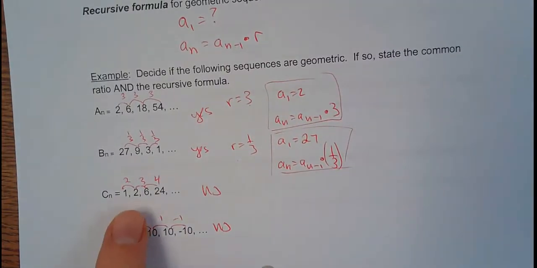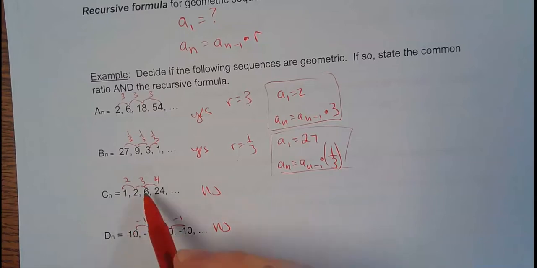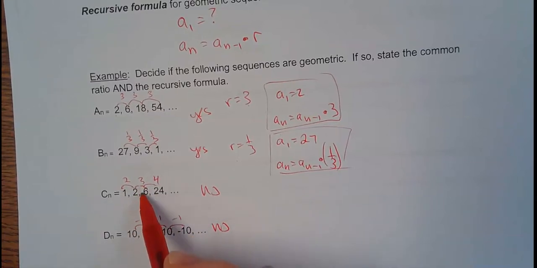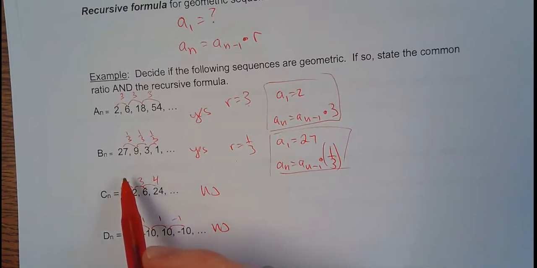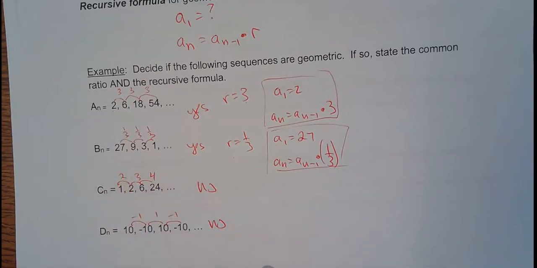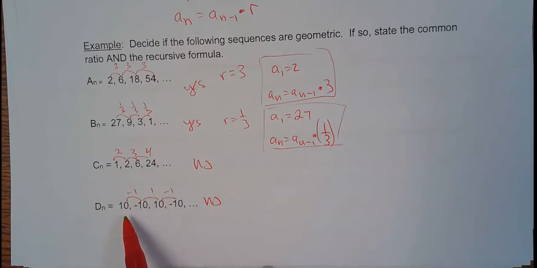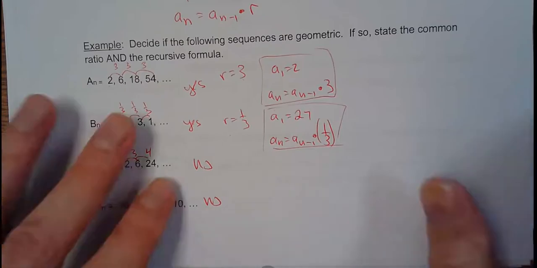Now these guys here, 2 divided by 1 is 2, 6 divided by 2 is 3, 24 divided by 6 is 4. You are dividing, but it's not the same thing every time, so it's not considered geometric. That's something else. And then this guy here, this one actually alternates. You're multiplying by negative 1, then by 1, then by negative 1, then by 1. So again, that one is not geometric. It's a different kind of sequence that we won't deal with in this course, but if you happen to take Calc 2, you'll deal with that then. Okay, let's flip the paper over now.